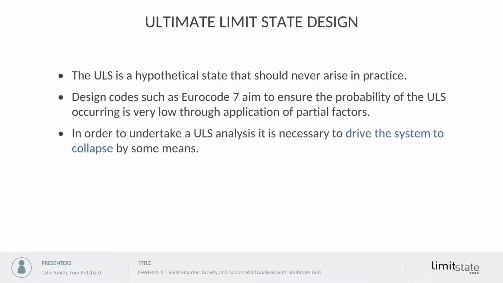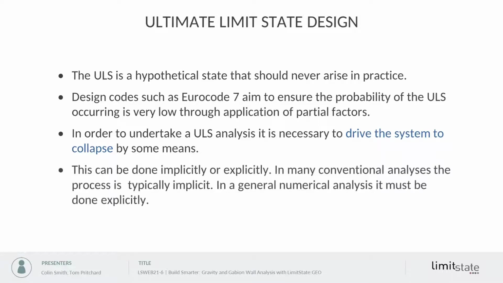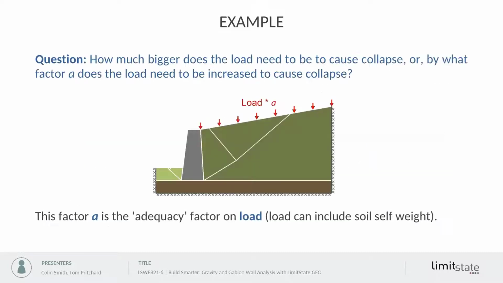In order to undertake a ULS analysis, we have to drive the system to collapse by some means. It just won't happen on its own. And this is essentially what we're doing in the software. And you can do this implicitly or explicitly. In many conventional analyses, the process is implicit, but in a general numerical analysis, such as used in LimitState GEO, it must be done explicitly.